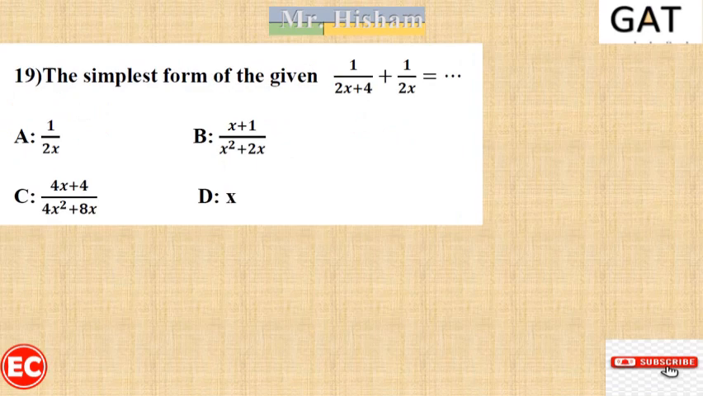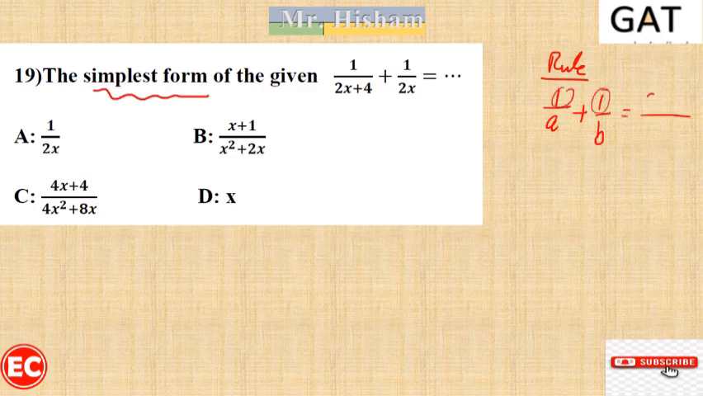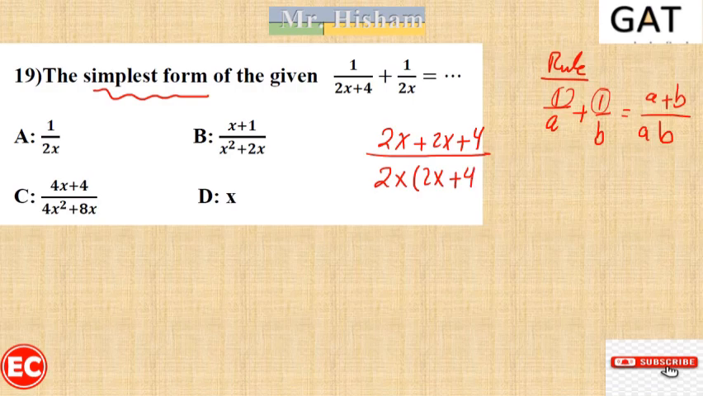Question number 19. What is the simplest form of this expression? We all know that we have a rule, and this rule says that 1 over A plus 1 over B, only in case I have 1 in the numerators, I add up and I multiply down. So let's add up: 2x plus 2x plus 4, and multiply down: 2x multiplied by 2x plus 4. The numerator is going to be 4x plus 4. The denominator is going to be 4x squared plus 8x.